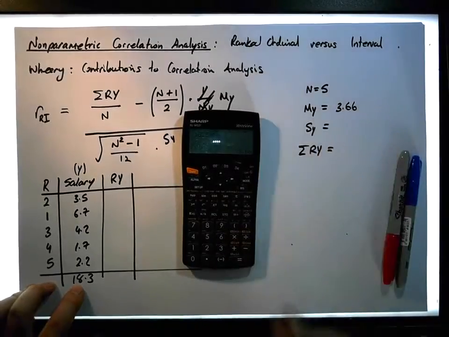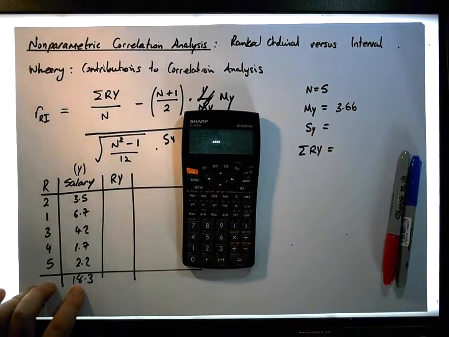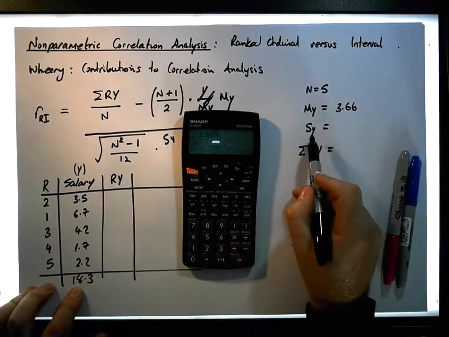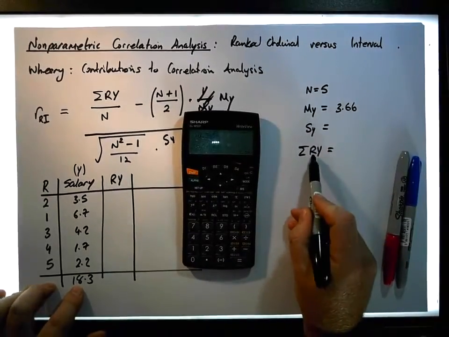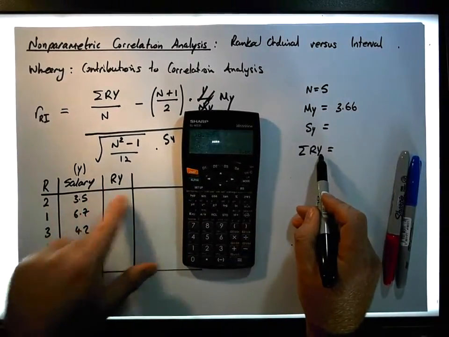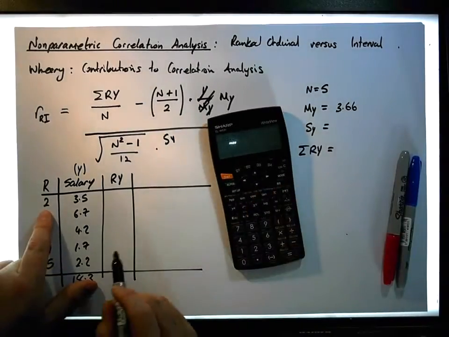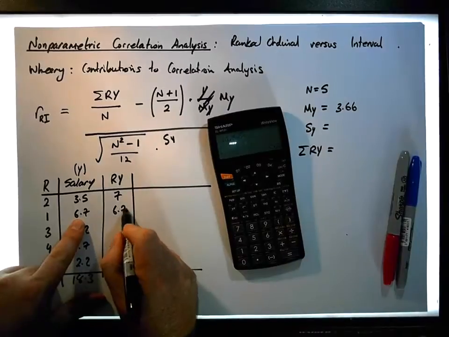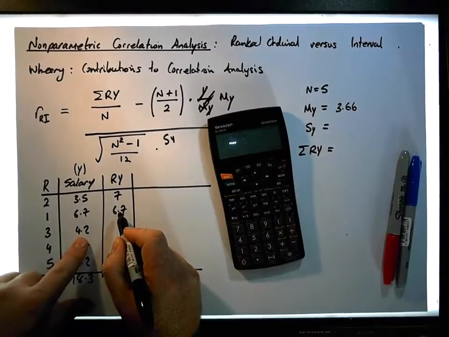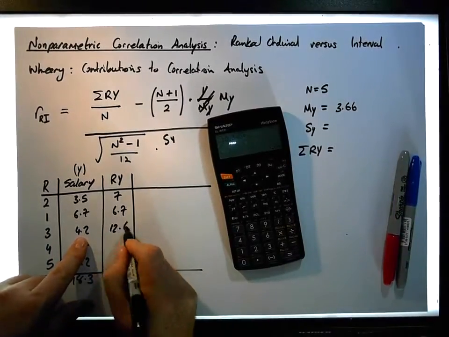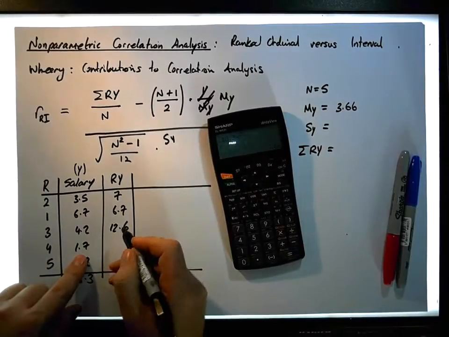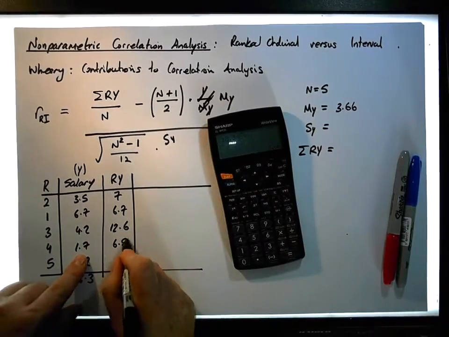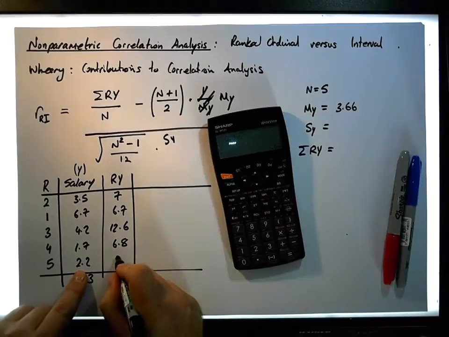2.66 million euros. Okay. And now what we also have to calculate is the cross product of the ranks times the salaries. So we have 2 times 3.5 is 7, 1 times 6.7 is 6.7, 3 times 4.2 is 12.6, 4 times 1.7 is 6.8, 5 times 2.2 is 11.